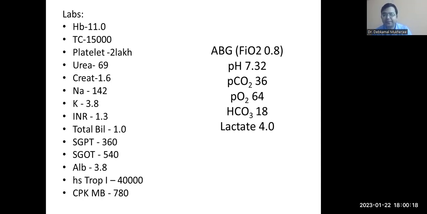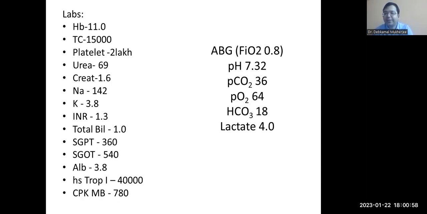Dr. Devkamal, what is the difference between HS troponin and troponin? In high sensitivity troponin, even a small level of nanograms of troponin can be detected, whereas normal troponin I, which we do in a kit based test, is not very sensitive. This is the most sensitive cardiac biomarker available till now.